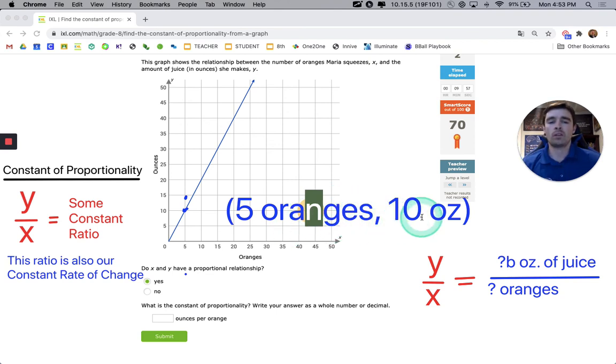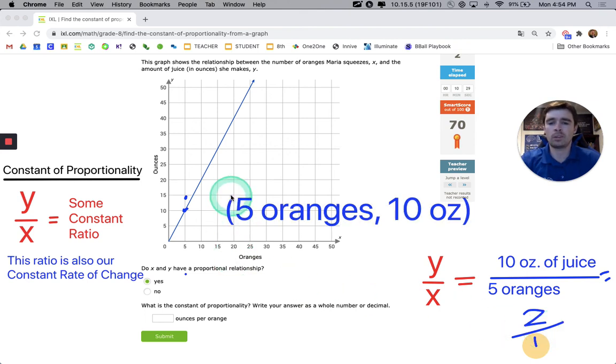And when I do y over x here, I'm always going to have to do the y over x to get my constant ratio. So we're going to be using 10 ounces of orange juice divided by 5 oranges. And we know that 10 divided by 5 should simplify to give us 2 over 1. 10 divided by 5 gives us 2 ounces of juice for every 1 orange. And you'd find that at other data points.